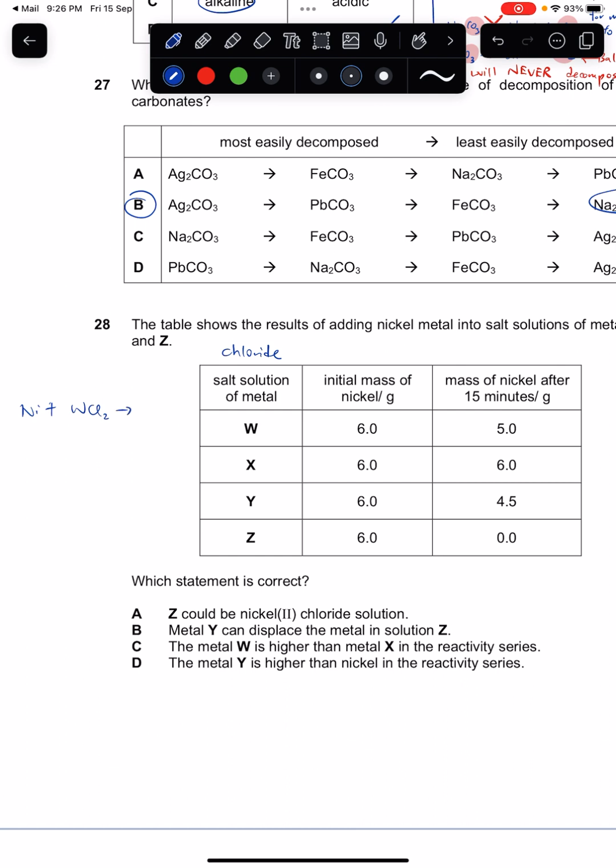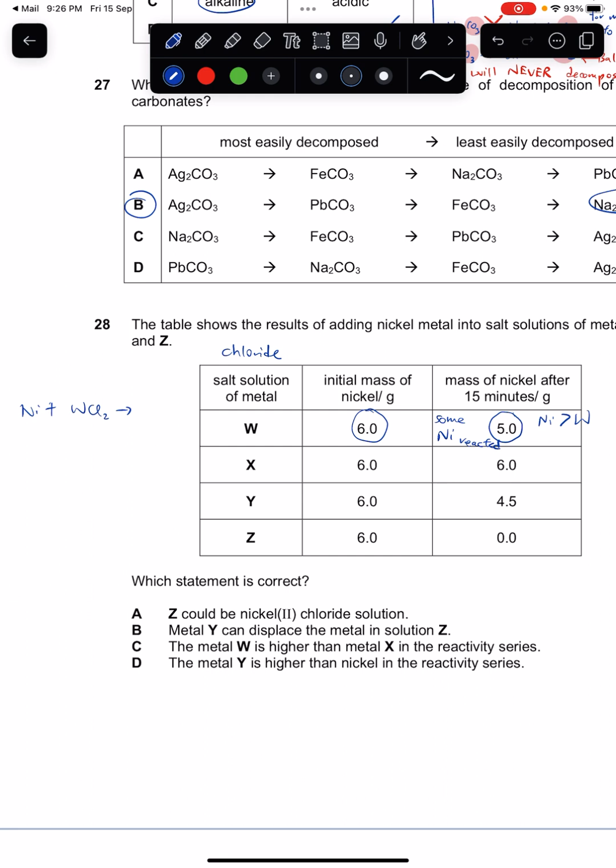Ni is an element, but do you know whether it's more reactive? I don't know. We don't remember nickel. But can we see? Initially, nickel is 6 grams. After that, it becomes 5 grams. So this shows that some nickel reacted. That's why your nickel becomes less. So this tells me that nickel is more reactive than W. That's why nickel element can kick out W. Make sense?